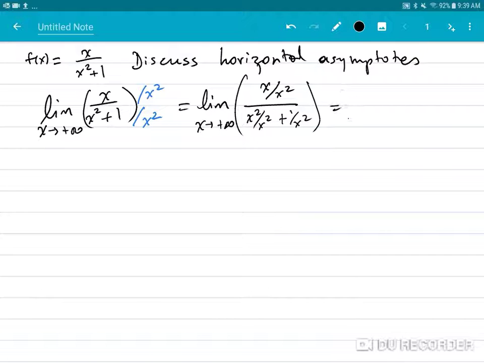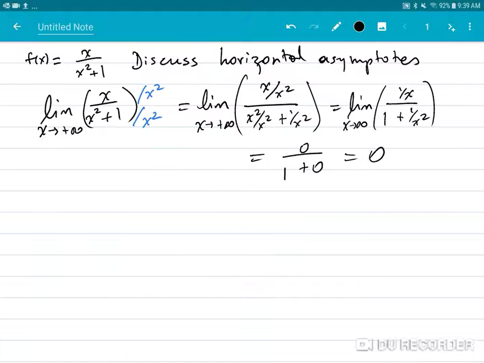which equals the limit of 1 over x over 1 plus 1 over x squared as x approaches infinity. The limit of 1 over x as x approaches infinity is 0. The limit of 1 is 1. The limit of 1 over x squared is 0. So this gives us 0 over 1, which is 0.